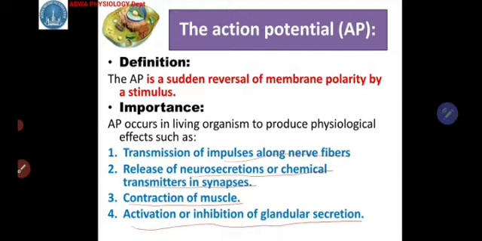As at the start of the lecture, I have told you about the importance of action potential. If there is an action potential in the nerve fibers, they will transmit chemical stimulations, the chemical transmitters in the synapse, such as acetylcholine. In the muscles, the action potential generates a response like contraction or movement, and in glands, it will activate and inhibit the secretion of glands.